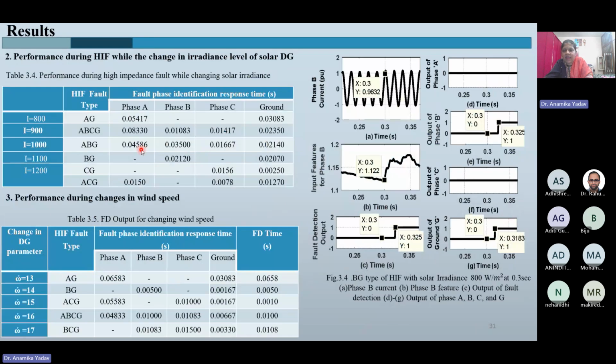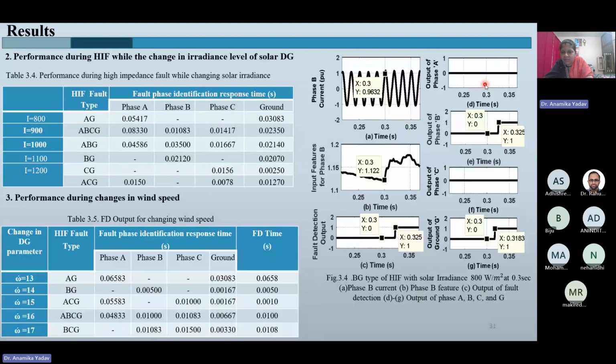Now, in case of high impedance fault, you can see that the presence of the fault is detected at a later duration as compared to a low impedance fault. It is due to the nature of the current in the figure. Can you identify the presence of fault? It is quite difficult to identify the presence of a fault, particularly a high impedance fault, from looking at the figure.